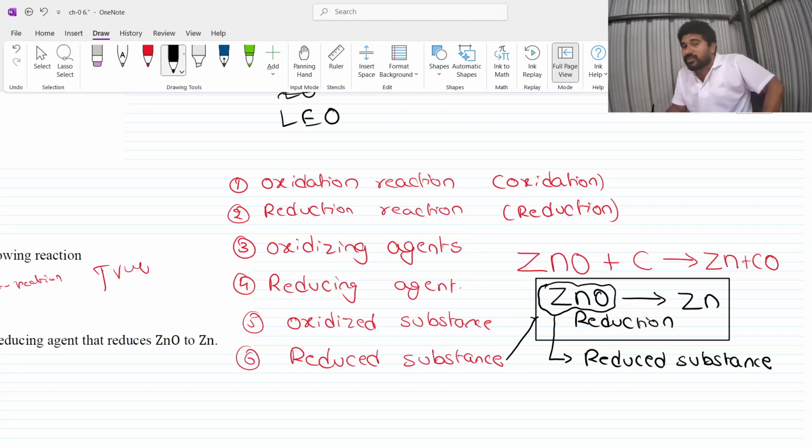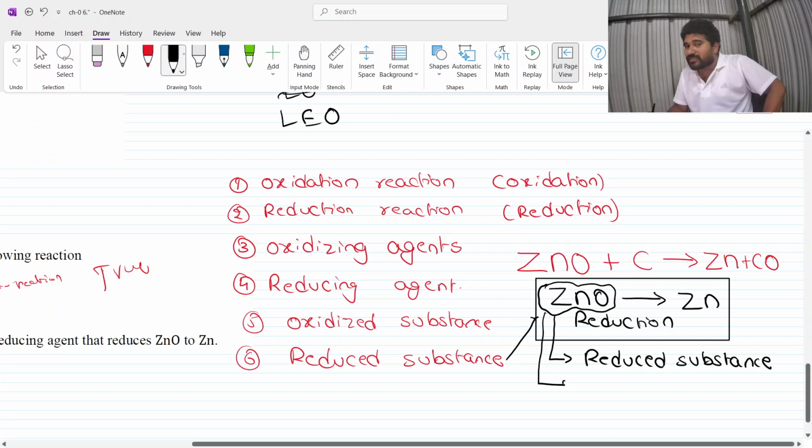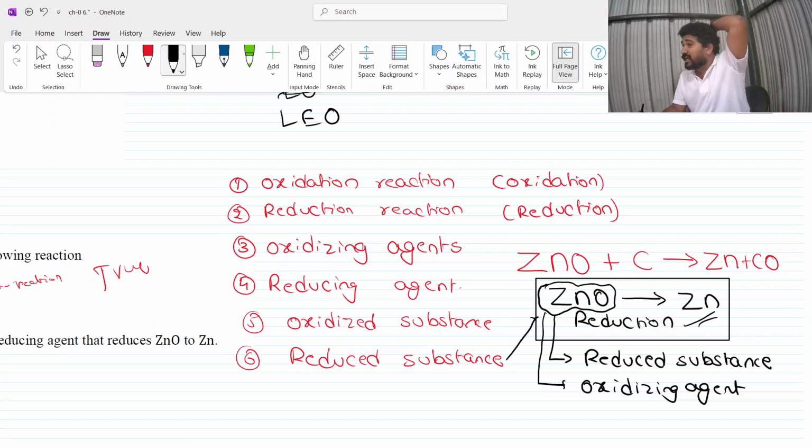Next, observe this ZnO is also ready to supply the oxygen, right? So that's why we call it the oxidizing agent. So the oxidizing agent will undergo which reaction? Reduction. That is the reduced substance. Remember, reduced substance is the oxidizing agent. Reduced substance is the oxidizing agent. Is that clear for everybody? Understood?